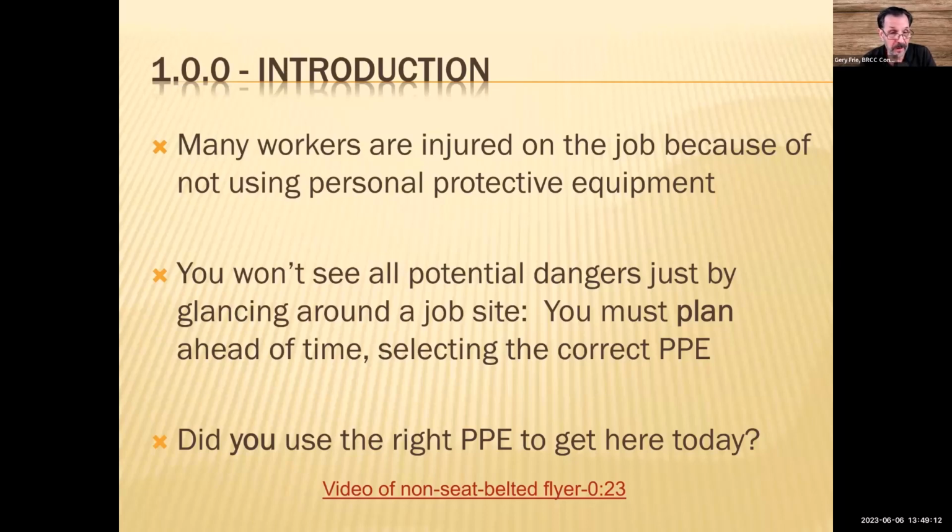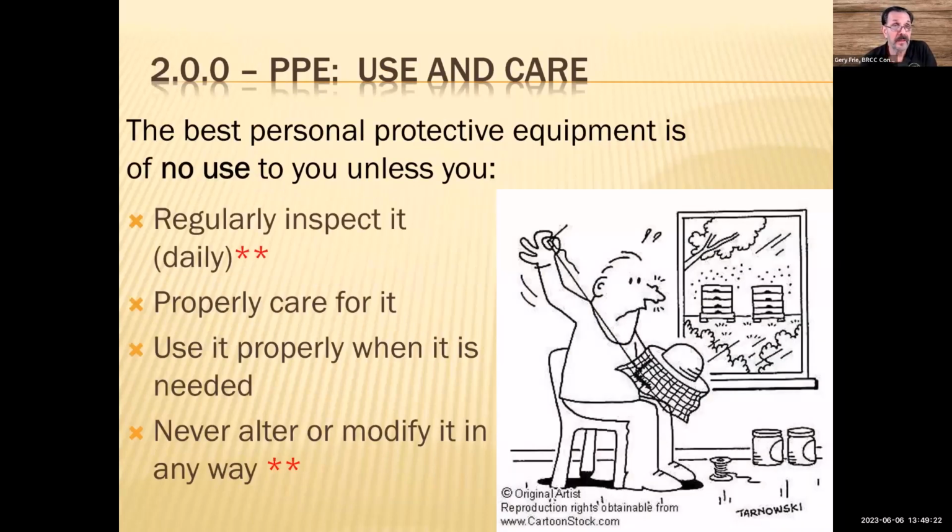But a big part of safety is planning ahead, and that means having the right PPE on site, having it ready, and making sure people are using it. So the best personal protective equipment is of no use unless you are doing these basic things: regularly inspecting it, properly caring for it, using it properly when it's needed, and never altering or modifying it in any way.